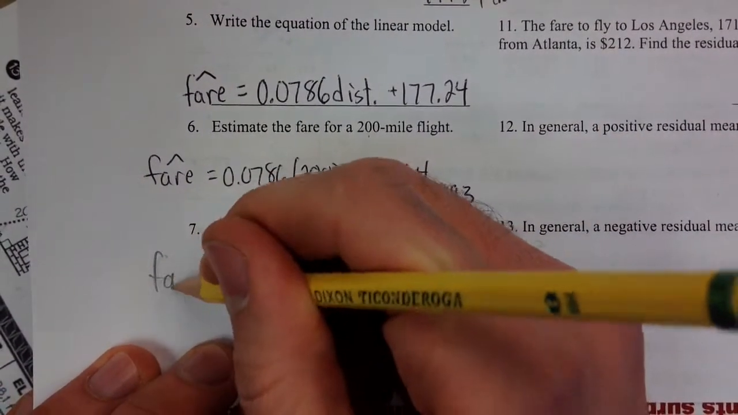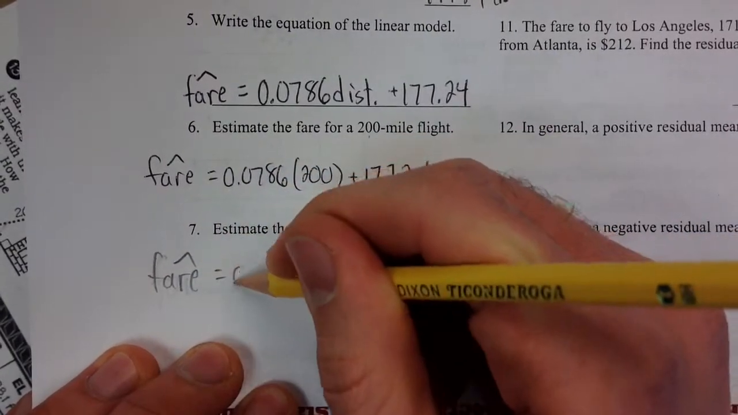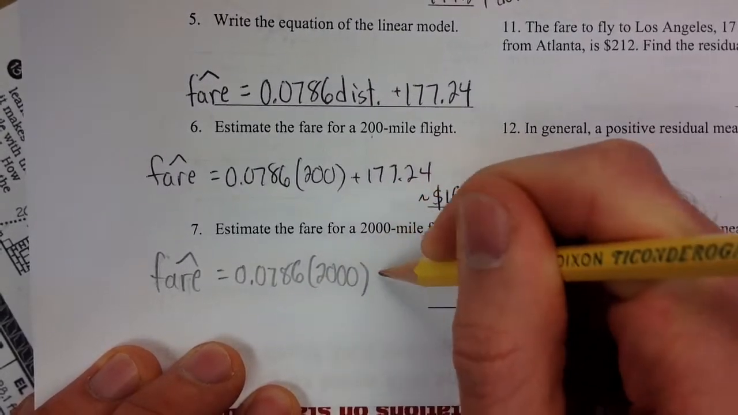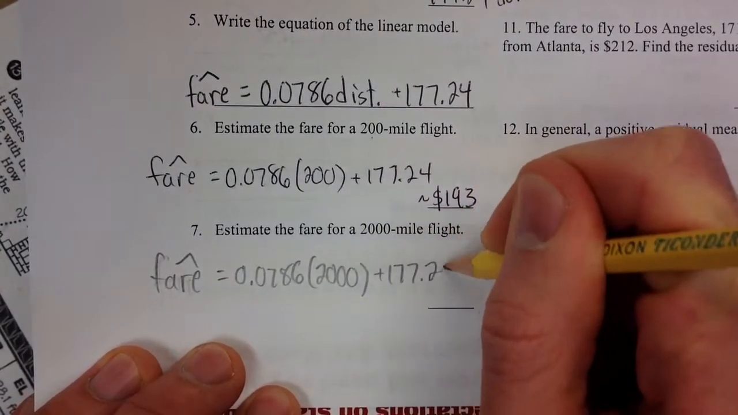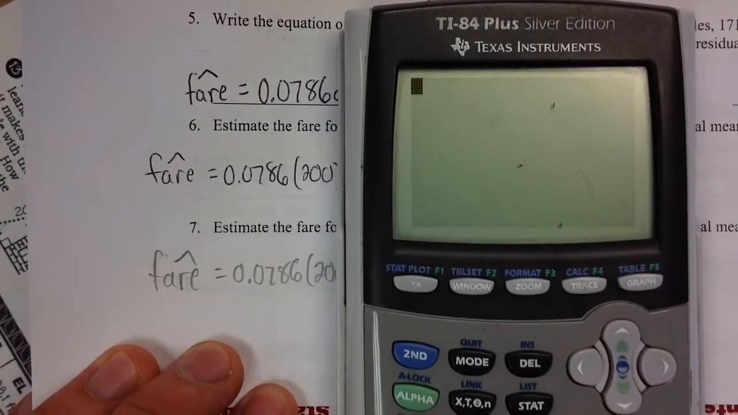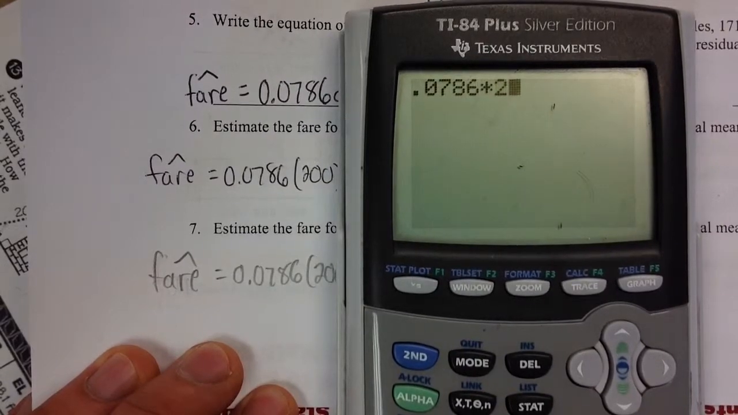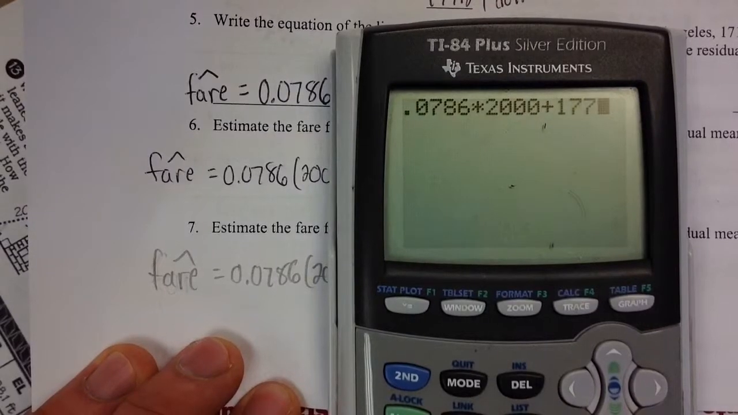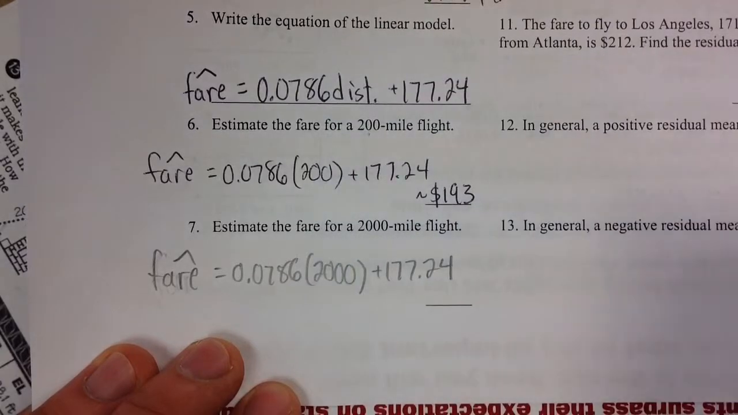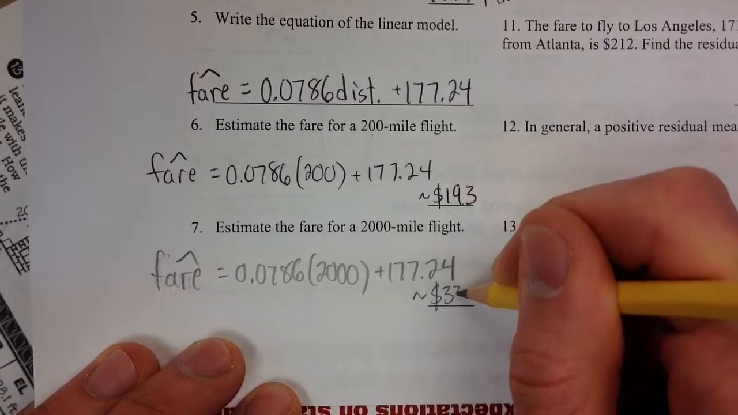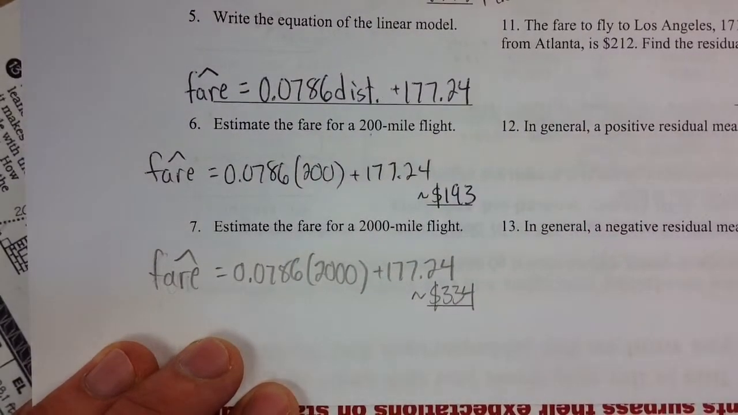So 2,000 goes in for X. 0.0786 times 2,000 plus 177.24. So we expect it will cost about $334 for a 2,000-mile flight from Atlanta. Any questions there?